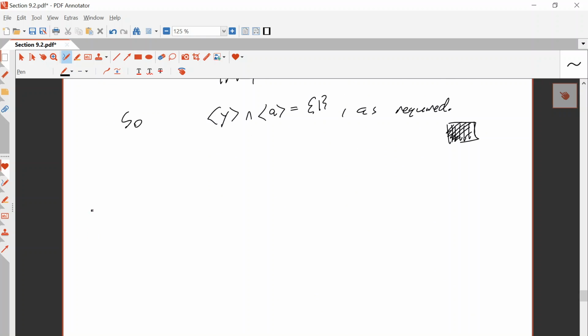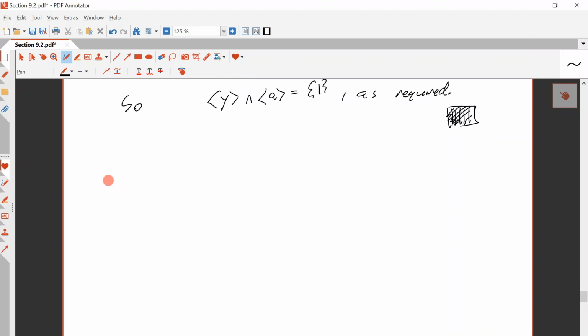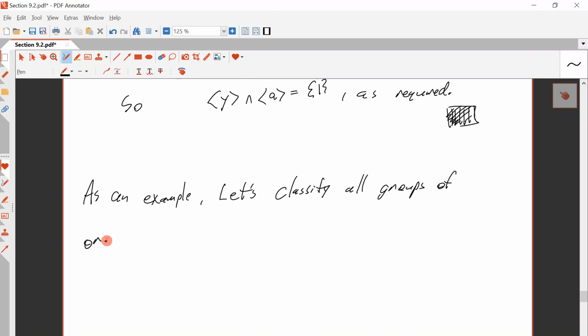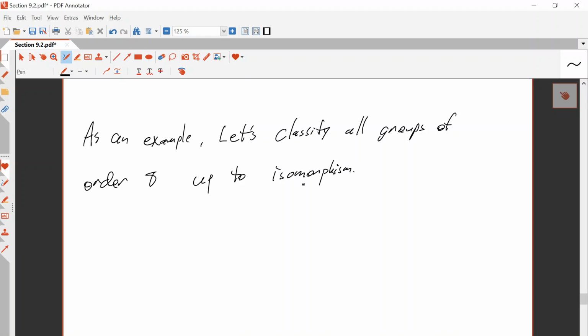All right, so I wanted to do an example, but I think the video is long enough for now. So as an example, I'd like to classify, well, maybe we can do it, all groups of order 8 up to isomorphism. So we've been talking about this for a long time, that there's 5 of them.